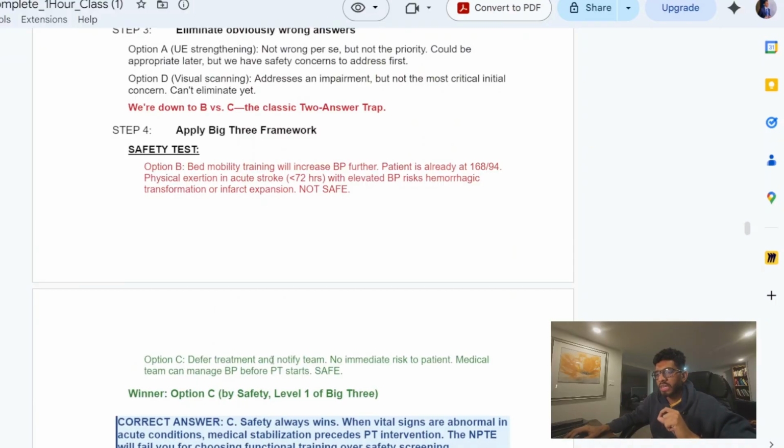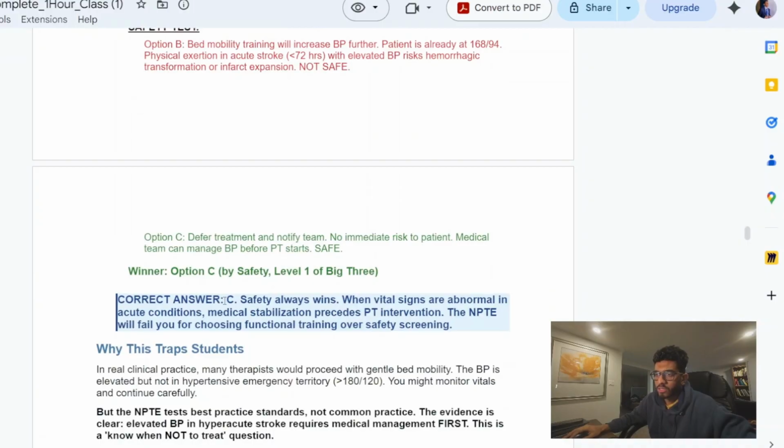Now option C: defer the treatment and notify the team. There is no immediate risk to the patient, and the medical team can manage blood pressure before PT starts, which is the safest option. So based on the big three, you look at safety, then effectiveness, and then the research. When you look at the safest option between the last two answers, you come down to option C. So the correct answer is C. Safety always wins.